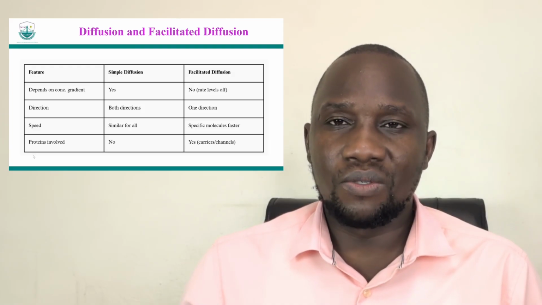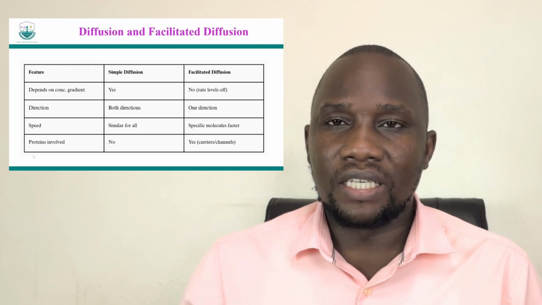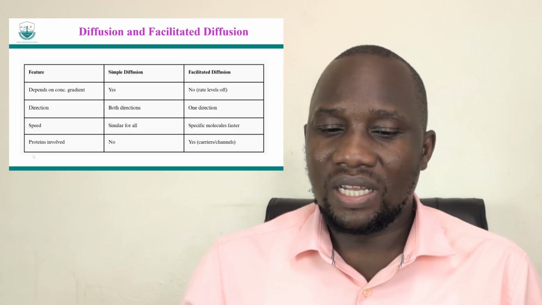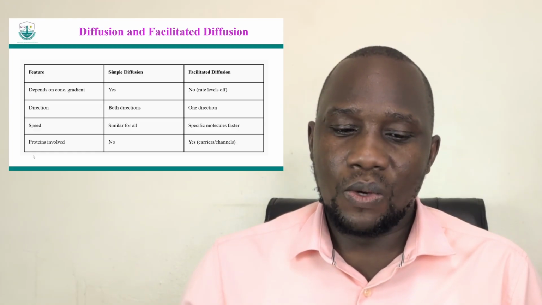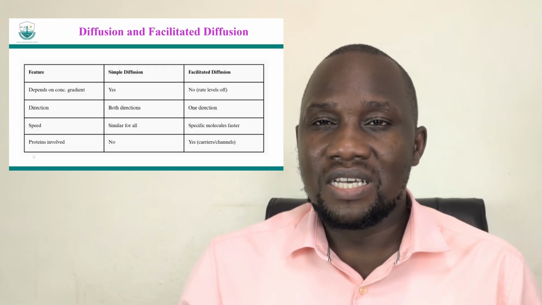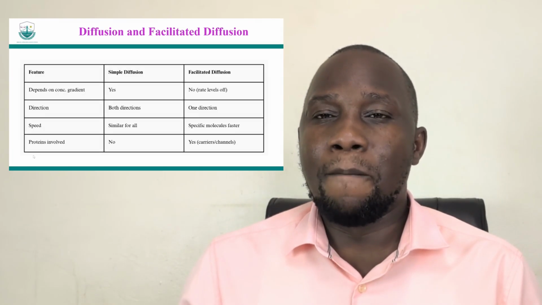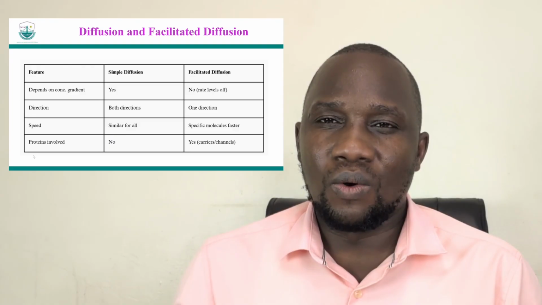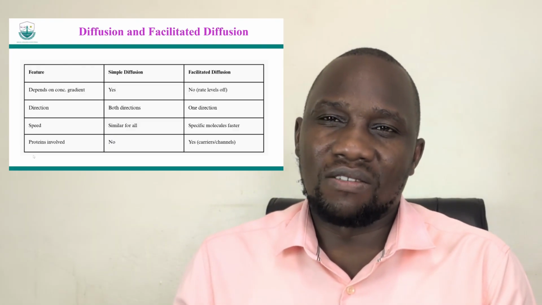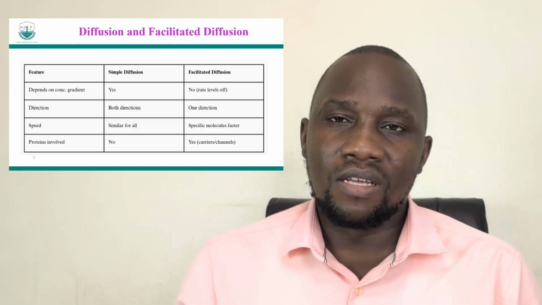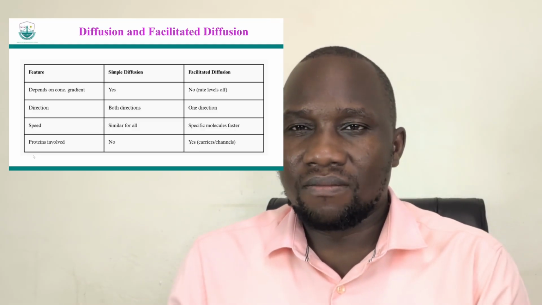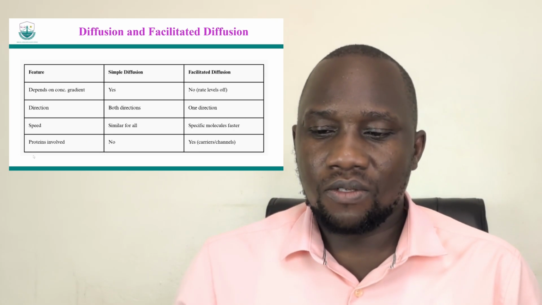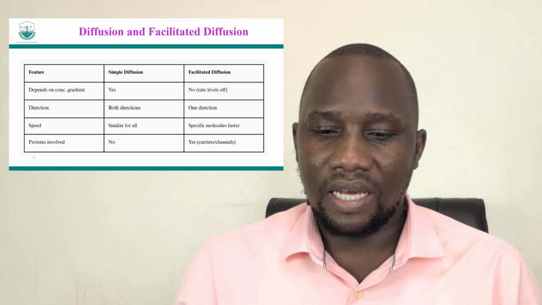Okay, simple diffusion, you don't need a carrier protein. If it's facilitated, you definitely need one. Facilitated diffusion usually follows one direction, but for simple diffusion, because of the concentration gradient, you have movement happening, mainly the particles moving from where they are highly concentrated to where they are at low concentration. But of course, that does not mean that you cannot have some particles moving in the opposite direction. But what we shall see is that they're moving to the area of low concentration. So facilitated diffusion is faster, and we have explained that.